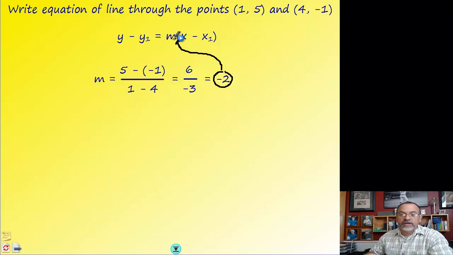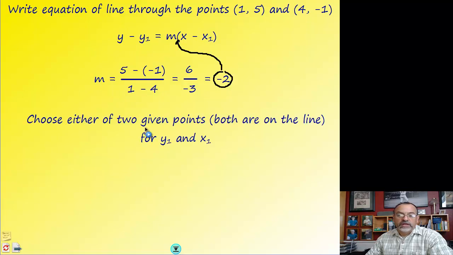So that negative 2 is going to go in our equation for the slope, right here where the m is. Then we can put in the x and the y for x1 and y1. And again, both of these points are on the line, so it does not matter which one we use. So you could have this equation here or this equation here. Now I want you to notice something right here. This is y minus 5 here, and this is y plus 1 here. Why is this a plus 1?